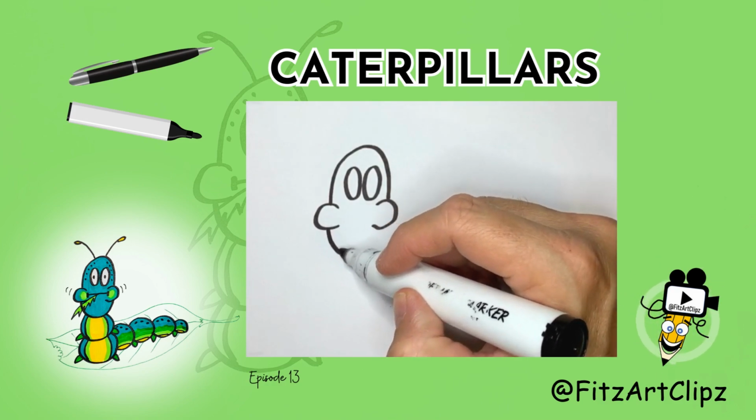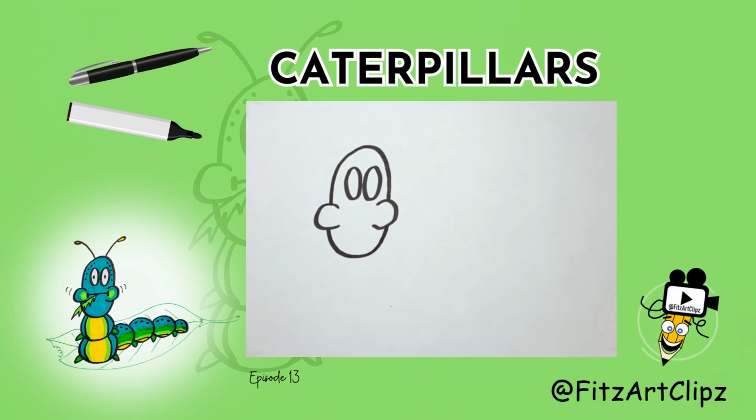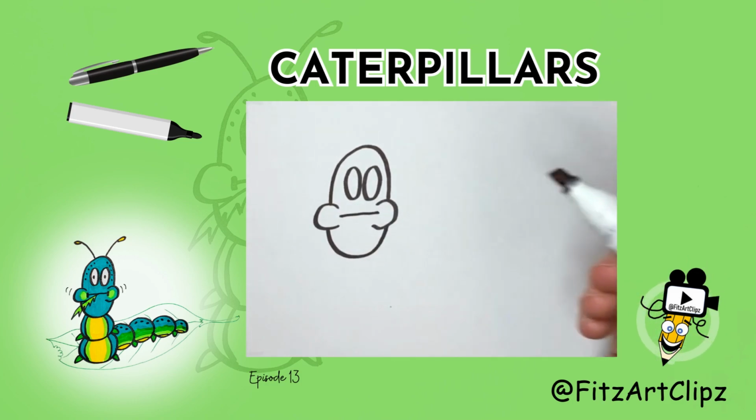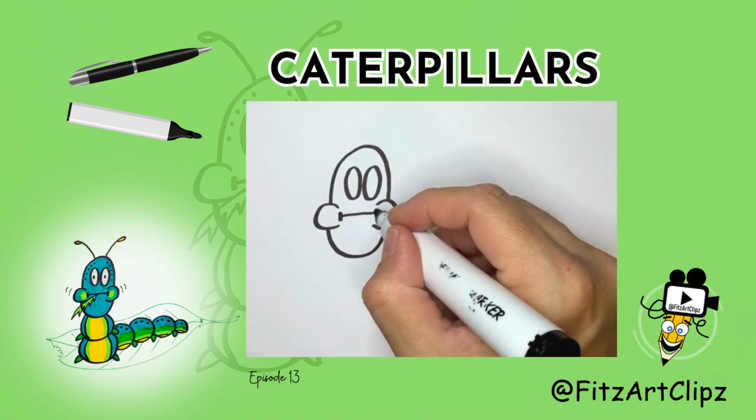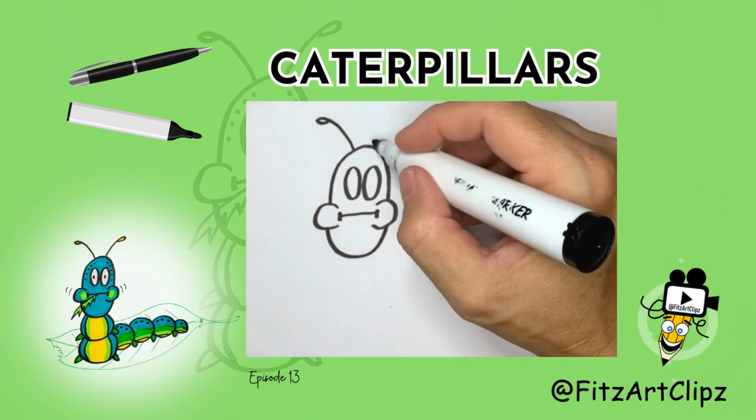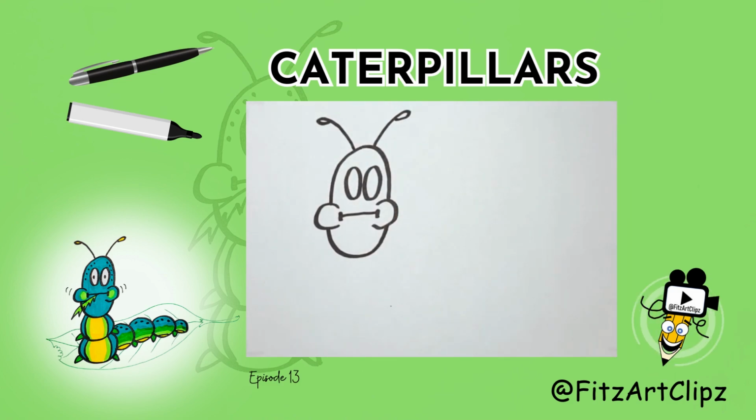Complete that step on the bottom. Now draw a line for the mouth and two small lines on both ends. At the top of the head, draw two small lines for antenna with circles at the ends.